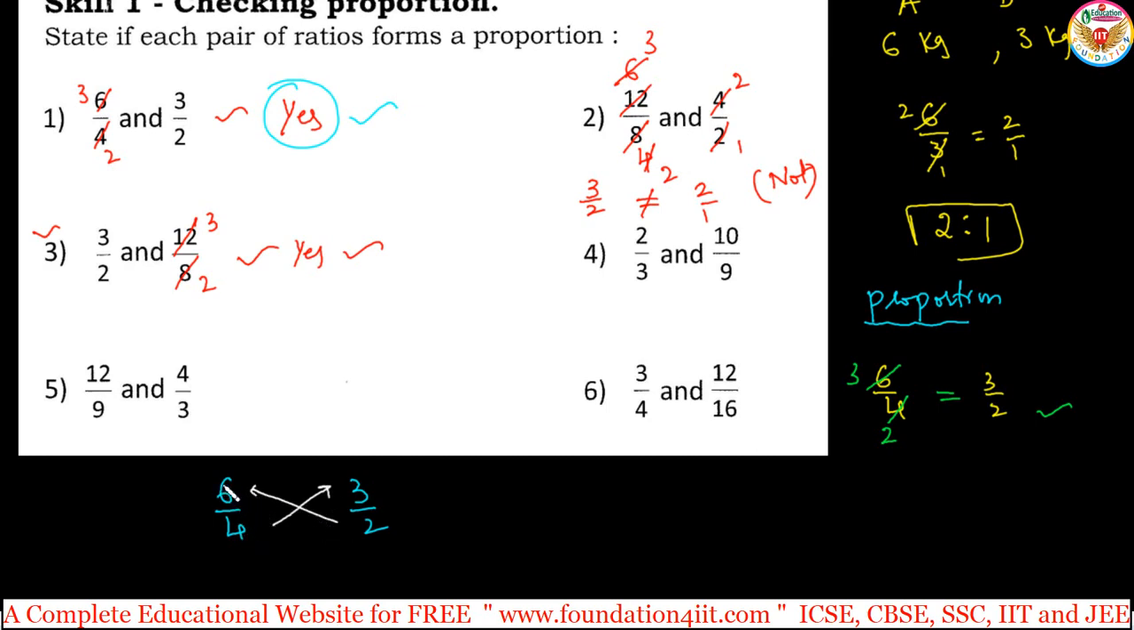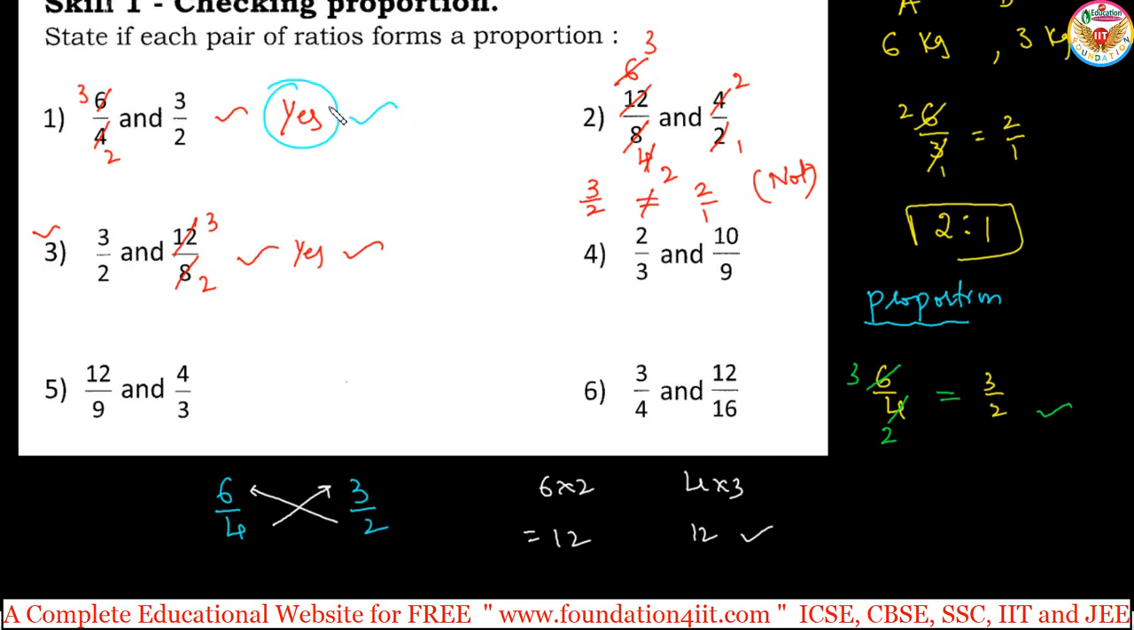First fraction numerator into second fraction denominator: 6 into 2, and here 4 into 3. Are you getting the same answer? Yes, 12. This is also one of the methods you can do. Instead of simplification, this is one of the methods. You can simplify and check whether both sides are the same or not.